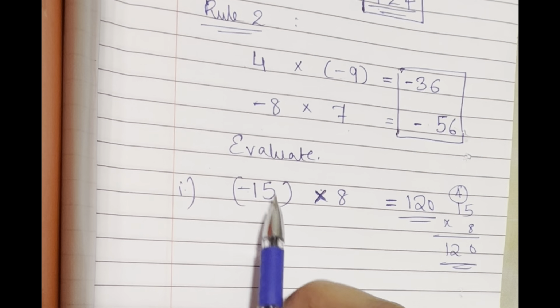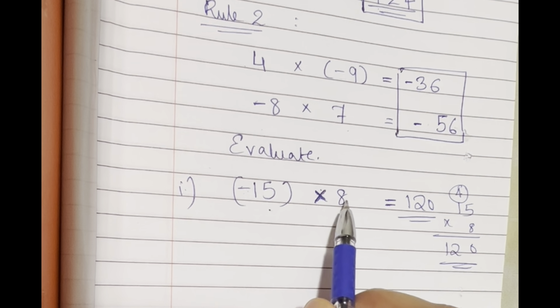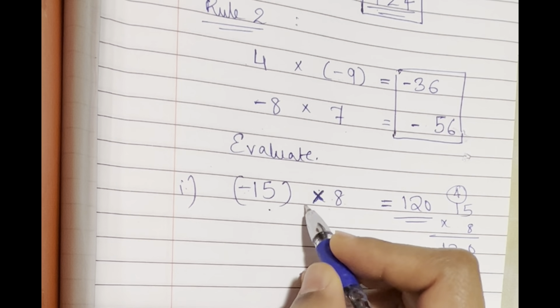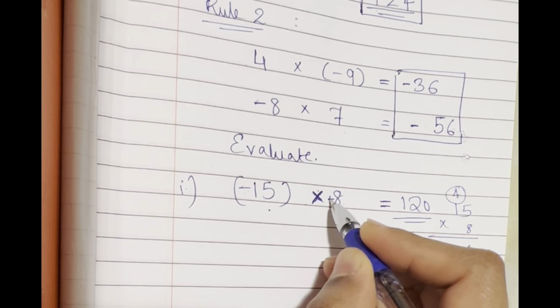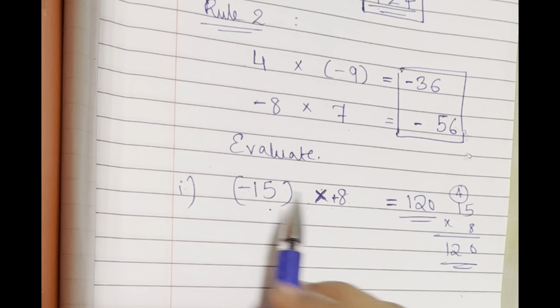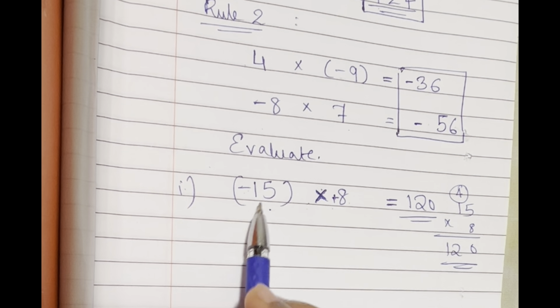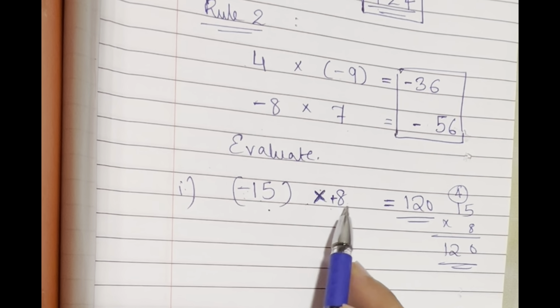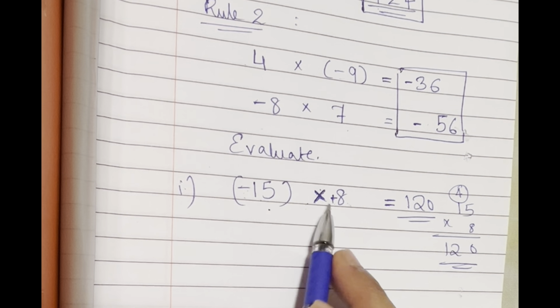1 is a negative, 15 has a negative sign, 8 has no sign. No sign means what? Plus. Okay, sign means, right now I'm talking about plus and minus. Okay, 15 is having the sign negative, 8 is having the sign plus. So both are opposite sign.